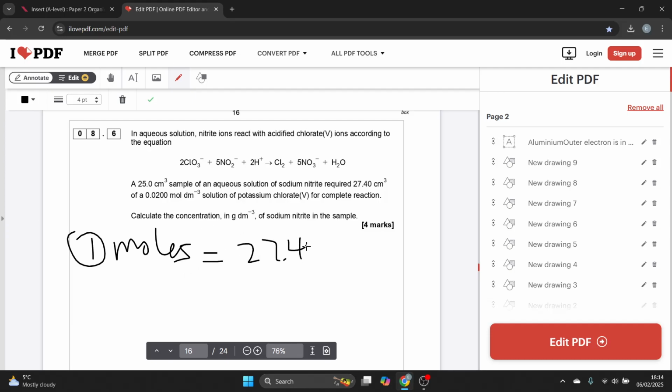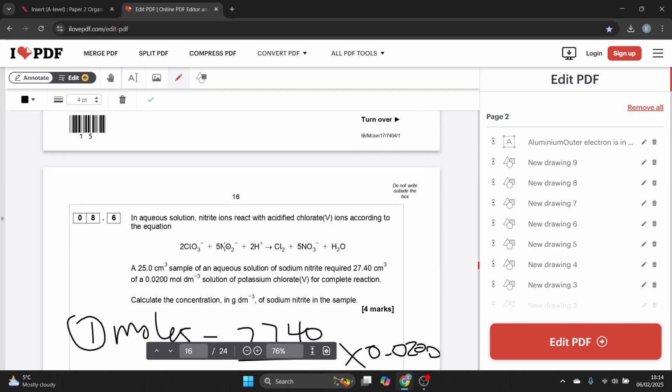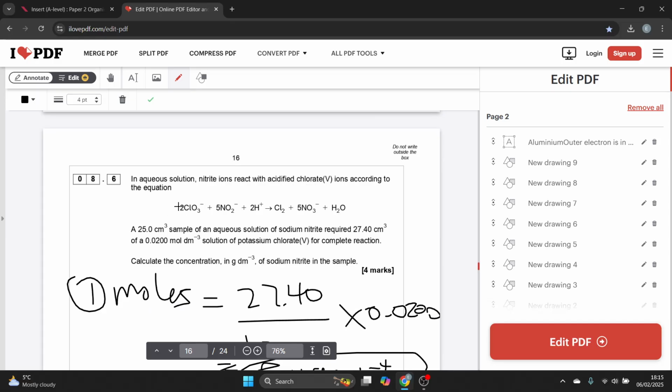So 27.4 volume times the concentration 0.0200. That will give me 5.48 times 10 to the power minus 4. And that is the moles of the ClO3 minus, right? Because the potassium chlorate is in aqueous solution, so it's dissolved as ClO3 minus. That's the moles of this. I want to find out the concentration of sodium nitrite, so I want to find out the moles of these NO2 minus ions.